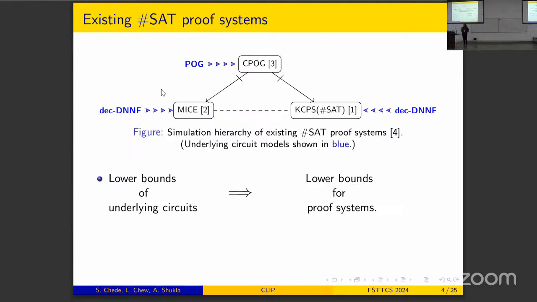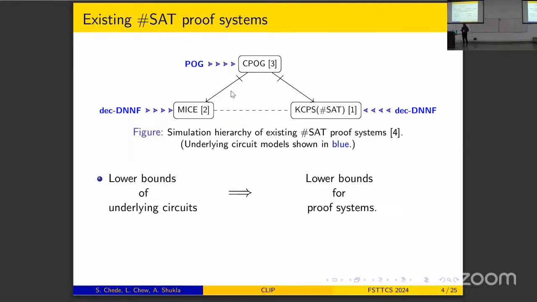Then the third system defined was CPOG, which is recently defined. Now, this system is again similar to a static system like KCPS. This has a POG data structure, partitioned operation graph. And in knowledge compilation, I think it's equivalent to the d-DNNF structure. It's quite powerful. We do not have any lower bounds right now, but still, it's a well-studied structure. Again, you have to show that the POG is equivalent to the CNF file, right?